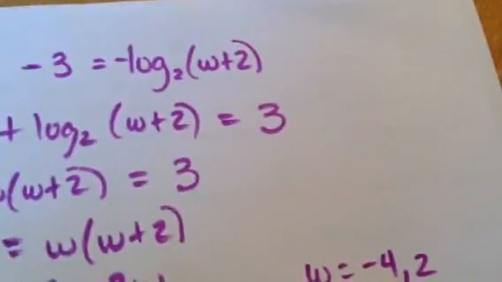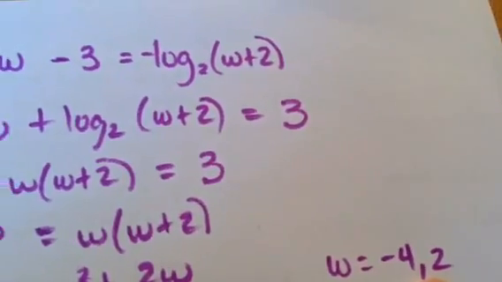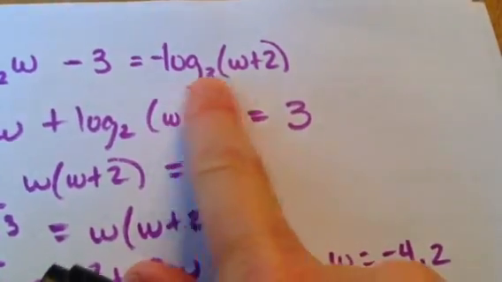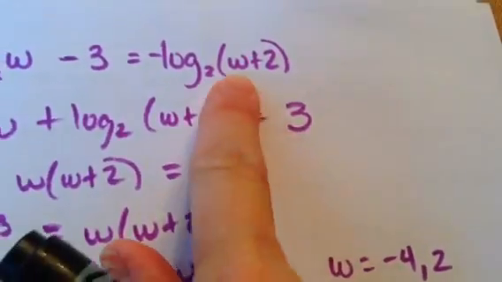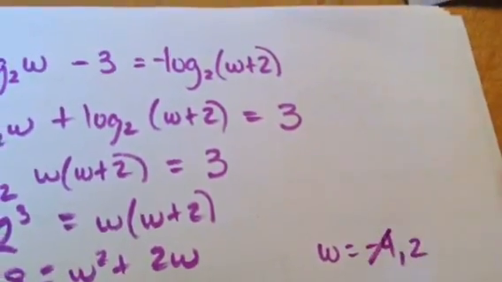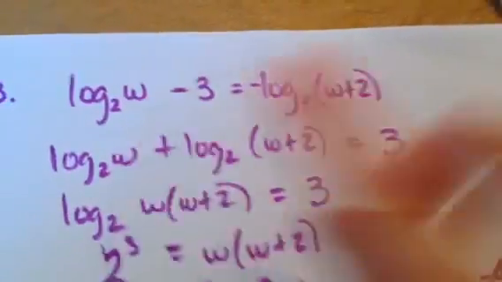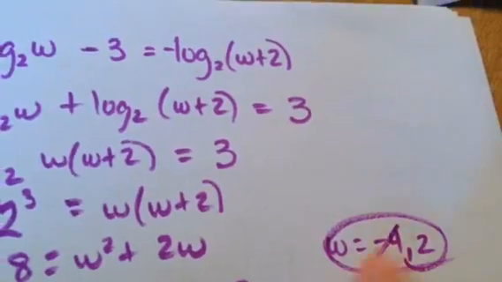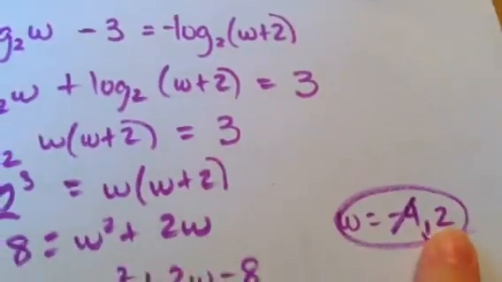Go back in there and make sure that neither one of those gives you a negative, because you can never take the log of a negative. I can see if I plug a negative 4 in right there, that's not going to work. Now I'm going to double check the 2. Okay, it's going to be fine. So that's my one answer, is that w equals 2.